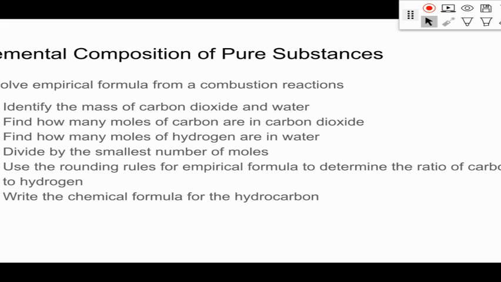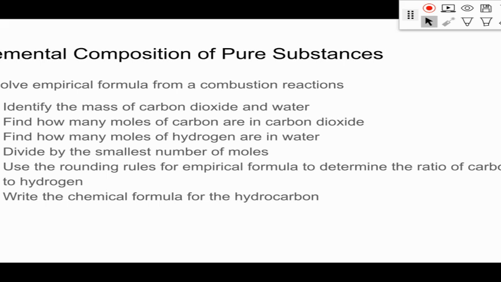So we're still solving for empirical formula, but this is going to be from more complicated information. And so this first question is solving empirical formula from a combustion reaction. This type of question was on the FRQ for the 2025 AP Chem exam, and so it is fair game to be a question that you could see on the end of year exam. Let's start by talking about combustion reactions and review that.